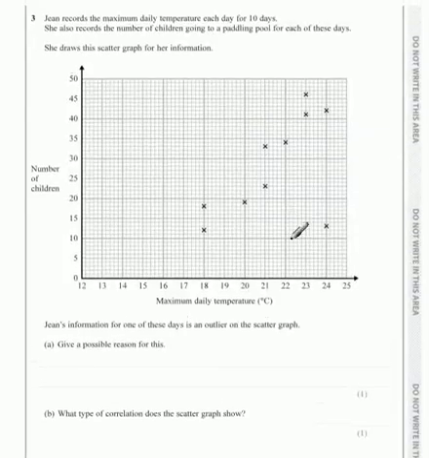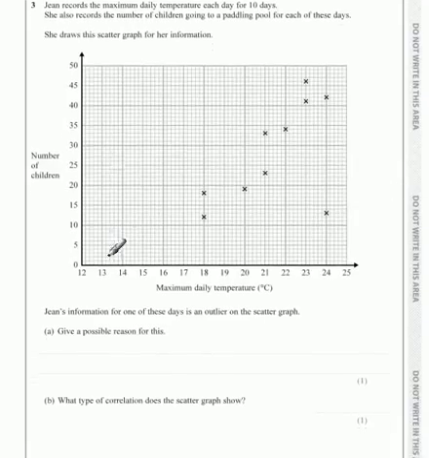Question number 3, looking at the scatter graph. So this is to do with the number of children attending a pool over a 10-day period, and we've got the temperature each day as well. One of these days is an outlier on the scatter graph, so that's going to be one of the points that doesn't line up with the general trend of the data. General trend looks like it's going to have a line of best fit here, so it's this point down here which is our outlier.